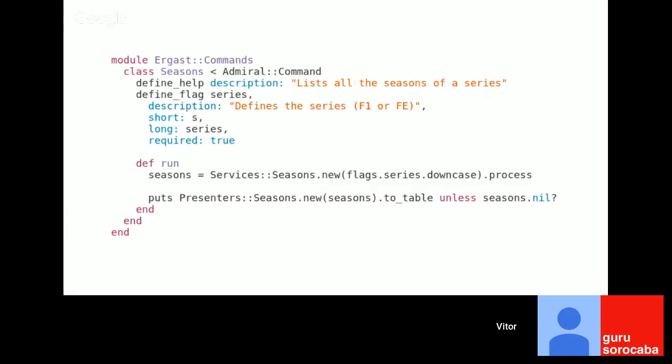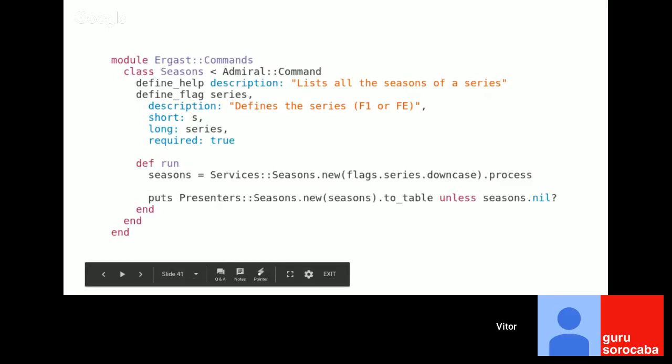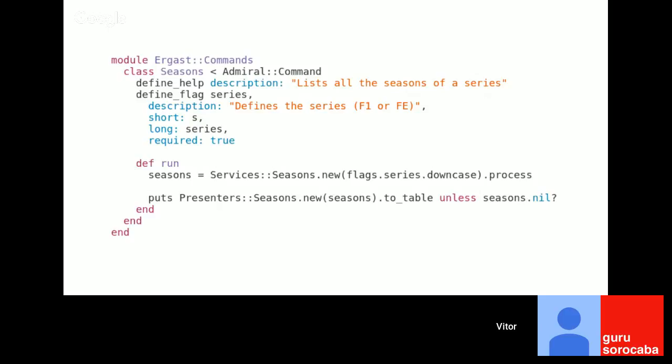Let's take a look at our first subcommand, the seasons command. It will also extend the Admiral command class. And by doing that, we also have these two macros here, like define help, that just prints the help message, and define flag, that receives an argument, just like the option parser did before.